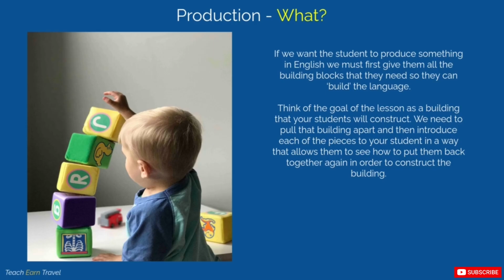And then we worked backwards and started to plan our lesson. If you do it this way, think of the goal of the lesson, like that goal that we had, as a building that we want our students to construct at the end of the lesson. In order to do that, we need to pull that building apart. Once we've decided what that production activity is going to be, we need to pull it apart.